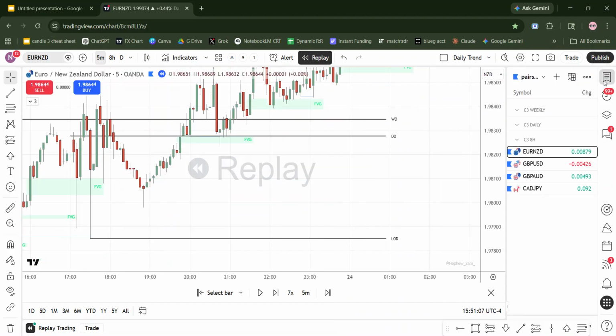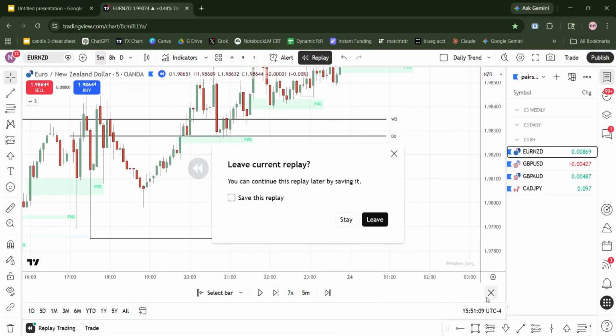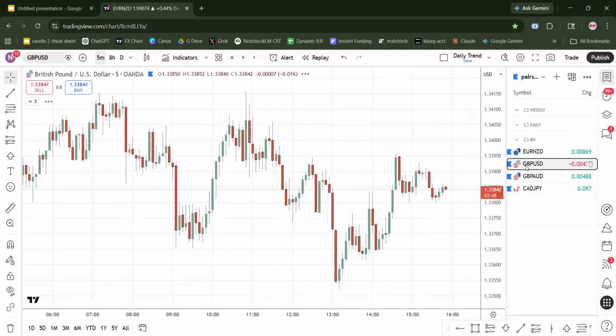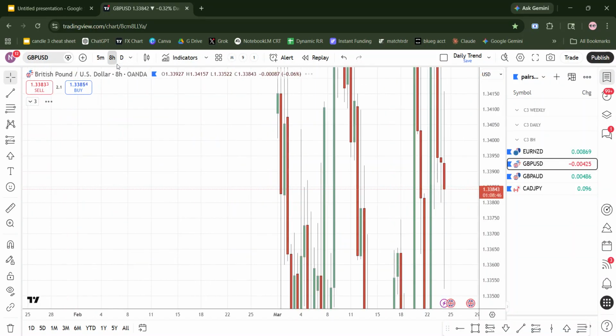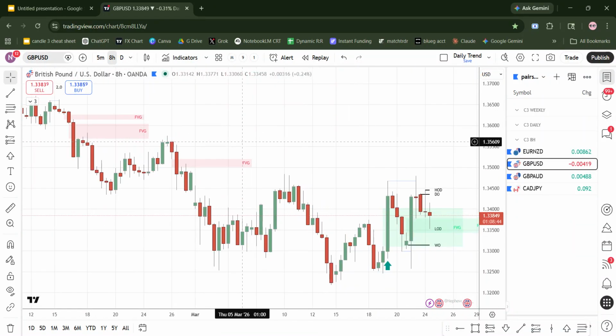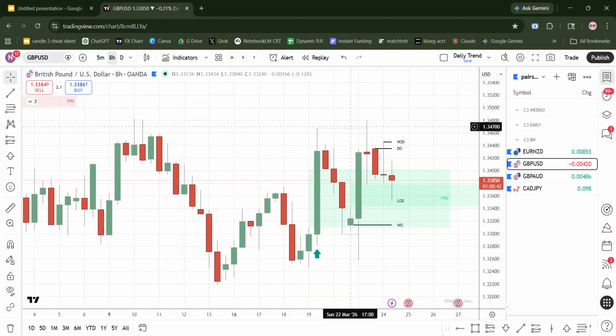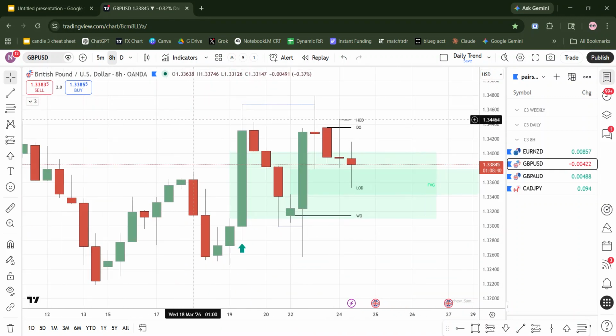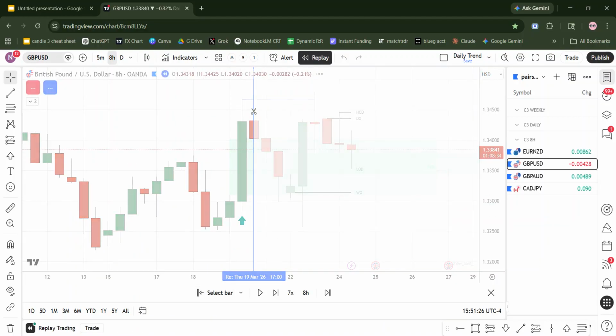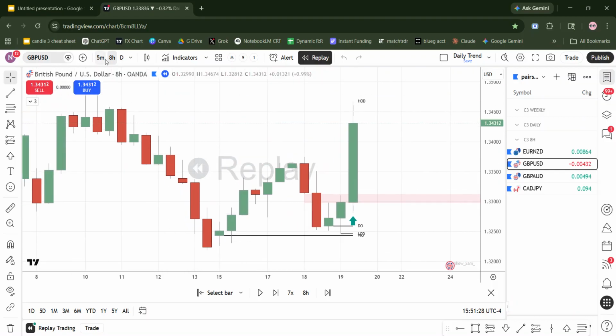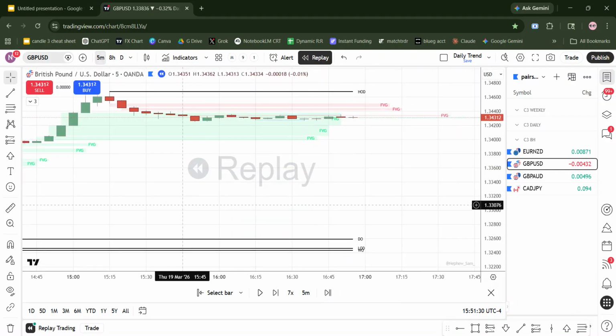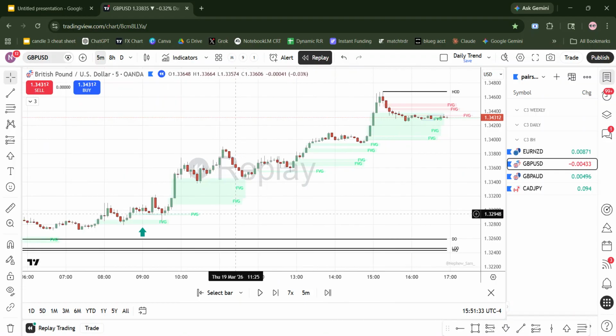So let's go to one more. We're going to do 3 more. So I'm going to exit the replay, go back to the 8-hour chart. That is what I trade primarily. Okay. So we have a candle 3 right here at, what was this, 9 a.m. So we'll drop down to the 5-minute. And let's do the same thing one more time here.